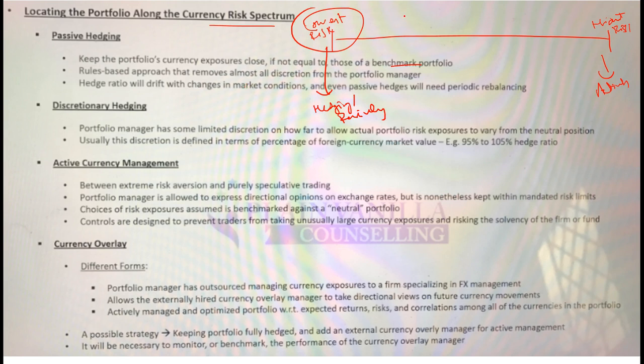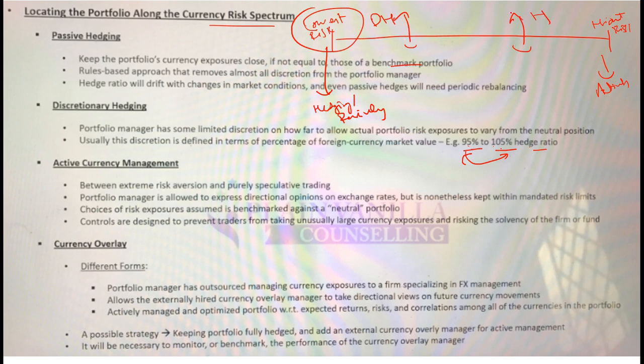Then comes discretionary hedging. In discretionary hedging, you are again following a benchmark, but you have some discretion. That is, you can deviate from that benchmark, or you can manage some of the portfolio actively. So like for example, keeping 95% to 105% hedge ratio. That is, you can manage portfolio actively within this range. As long as hedge ratio is above 95 and below 105, you can make trades based on your discretion. This is discretionary hedging.